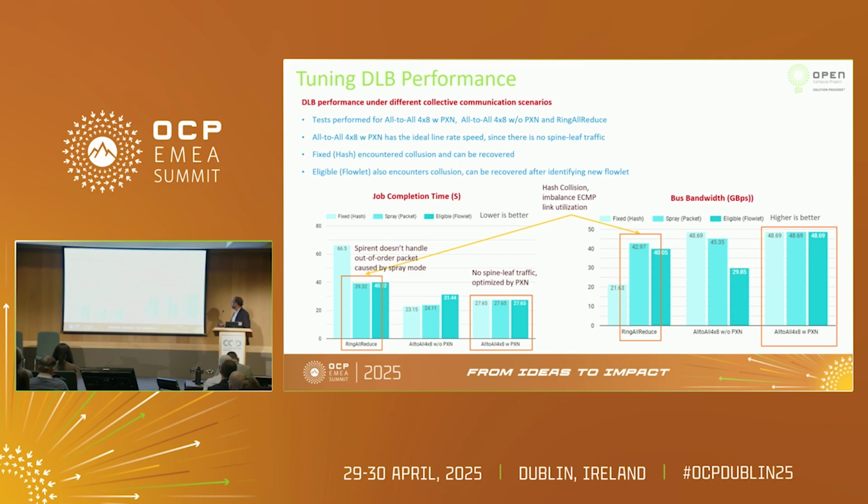And you would see that it gives the best performance irrespective of the load balancing mode. You see both job completion time and the throughput being the best when PXN is enabled. The hash mode does encounter collisions but does recover. The Flowlet also encounters collisions but recovers much faster when it identifies a new Flowlet.